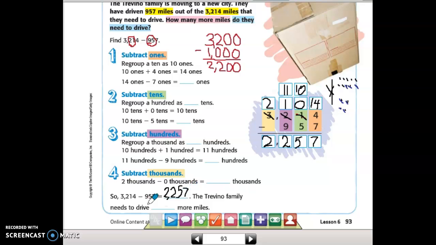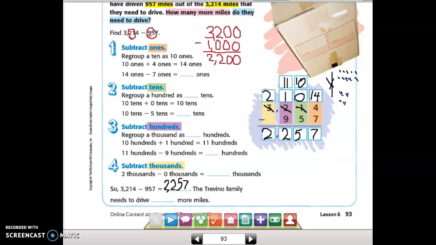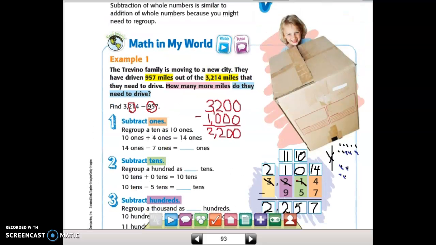The Trevino family needs to drive 2,257 more miles. And if you compare 2,200, which is our estimate, with 2,257, you'll see they're similar enough to be a reasonable answer for this equation. So that's how to do the longer subtraction equations using the standard algorithm.